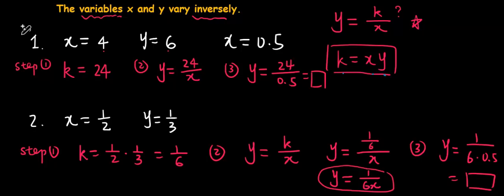That is how we can write an equation relating x and y when we know the variables vary inversely.